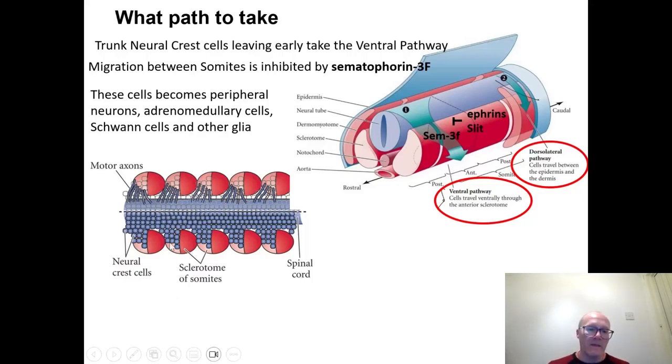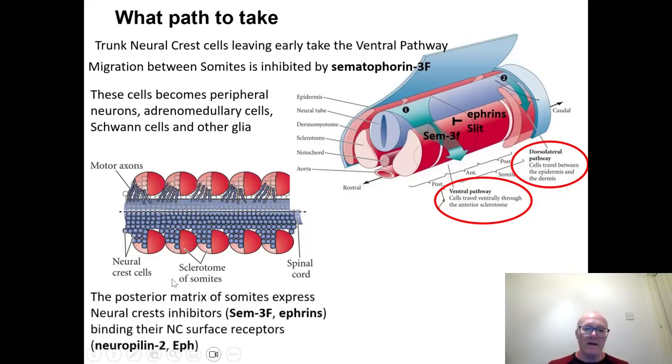The neural crest cells are inhibited from traveling through the posterior portion of the sclerotome, and they can only travel through the anterior portion, because the posterior portion of the sclerotome expresses semaphorin 3F and ephrins, which block the migration of the neural crest in this region.